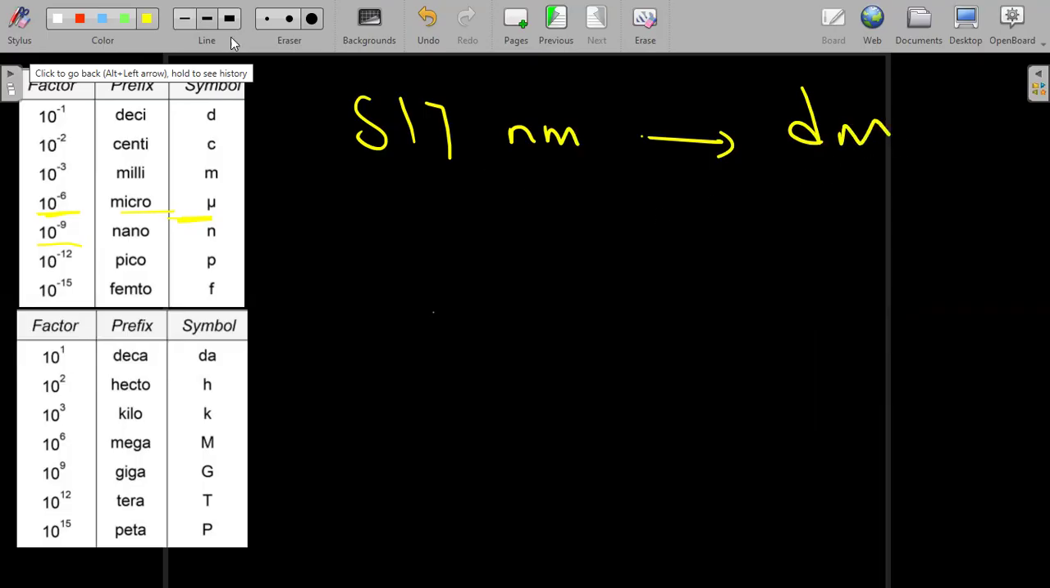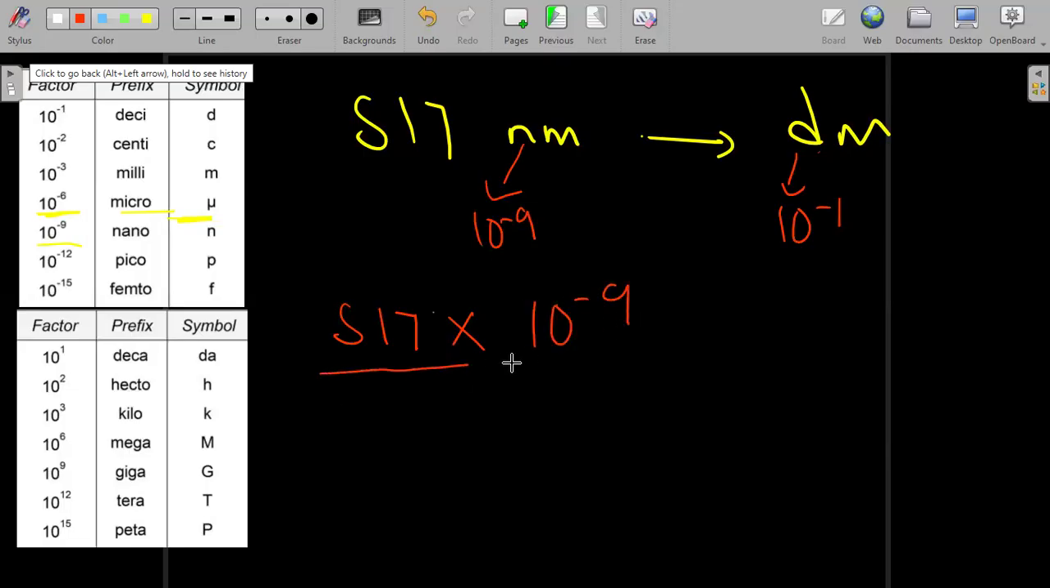So the first thing, always know the value of the prefixes. The nano is 10 to the power minus 9. The deci is 10 to the power minus 1. So what I'm going to do is 517 multiplied by the value of the prefix where I am coming from, which is nano, so 10 to the power minus 9. Then I'm going to divide this whole expression by 10 to the power minus 1.